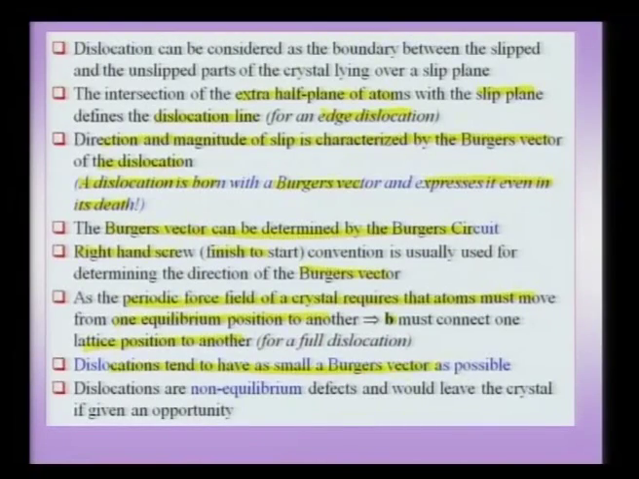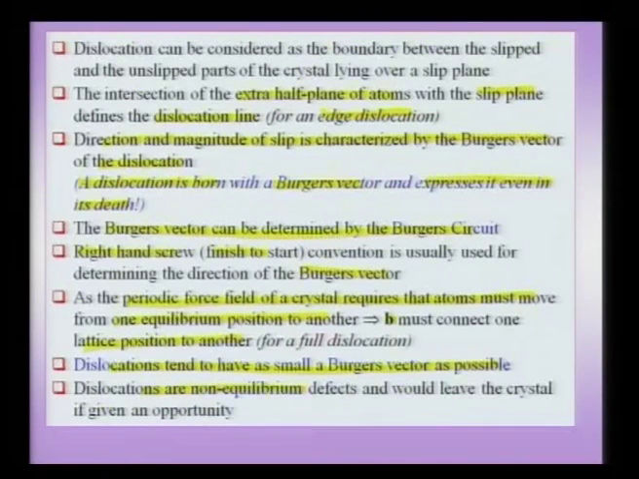And later on we will also see that since the energy of a dislocation goes as the square of the modulus of the Burgers vector, dislocations tend to have as small a Burgers vector as possible. So you have the smallest lattice translation vector, you could have larger lattice translation vectors, but the dislocation will always choose the smallest lattice translation vector. And another important point which perhaps we will return to later is the fact that dislocations are non-equilibrium defects and would leave the crystal if given an opportunity.